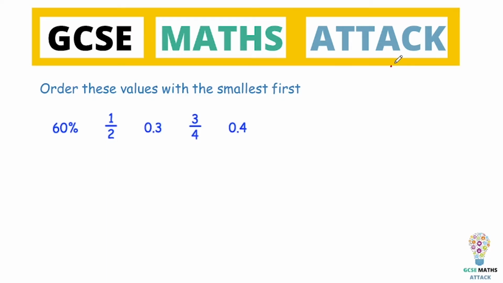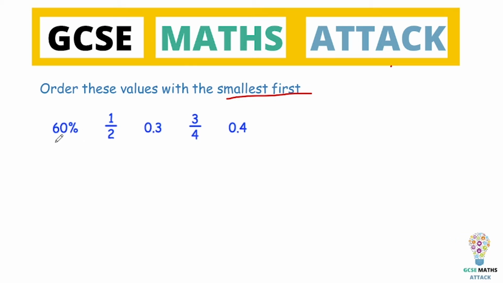Today we're going to look at fractions, decimals and percentages. So let's begin. Order these values with the smallest first. Now as you can see, it's a bit difficult for us to order these numbers. The reason for that is you can see there's a percentage here, there's a fraction here and there's a decimal over here. And each of these numbers have different values depending on whether it's a fraction, a decimal, or a percentage.